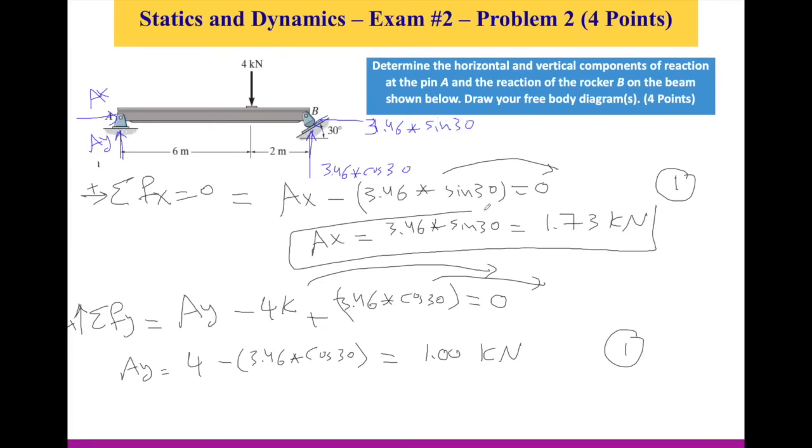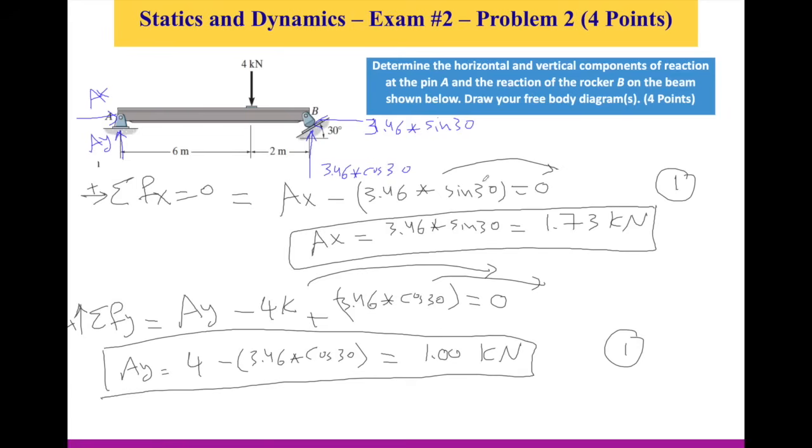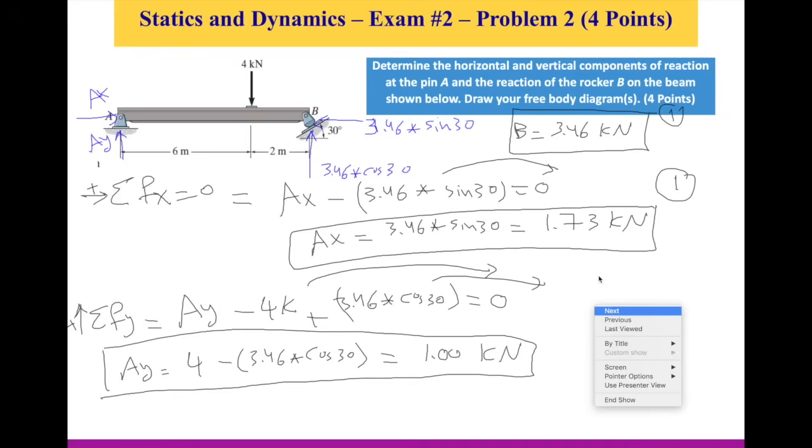The first reaction force was the one that we found before. If you want to put them all together here, your B equals 3.46 kilonewtons. And again, the free body diagram is 1 point. This is 1 point, 1 point, 1 point. So you have 4 points now. I hope that this is helpful in understanding how to find the reactive forces created by support reactions, which is the smooth pin at A and the rocker at B.